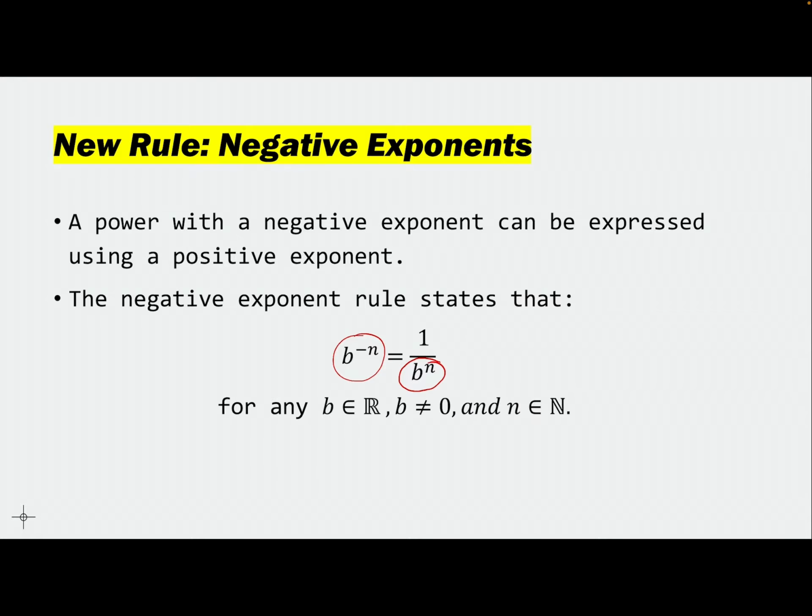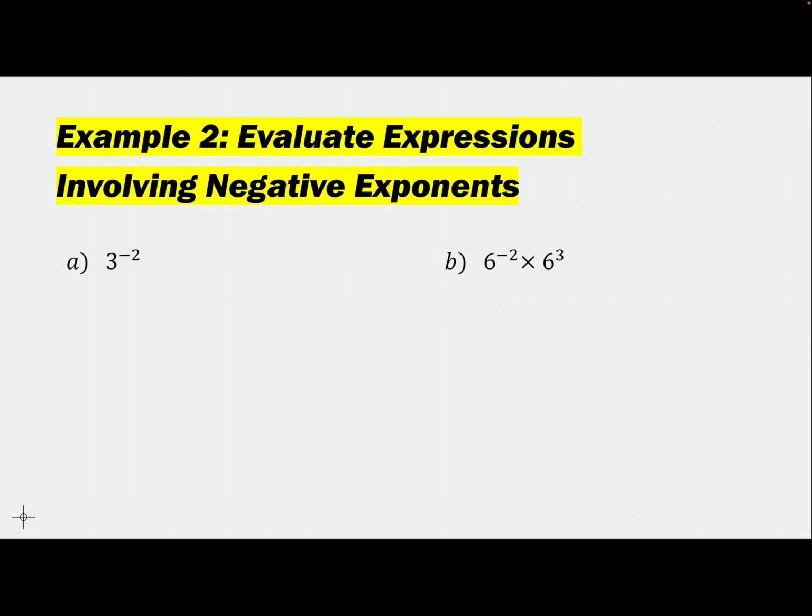So there are some restrictions. b can be anything except 0. And the exponent can basically only be a natural number, like counting numbers, like 0, 1, 2, 3, and 4. All right, so our first example.